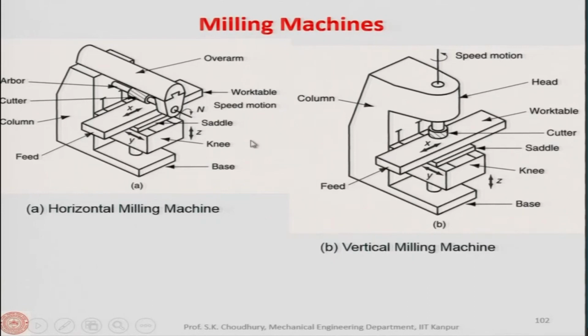Well, in comparison to this, the components are almost the same in the vertical milling machine, except that the axis of the milling cutter is vertical. This is the cutter. Here, of course, this cutter is horizontal, and here also we have the base, the column, the head, the cutter here, and the table, which is given the feed in the x axis direction. On the knee we have the saddle, which is given the y axis direction. So, other things are more or less the same.